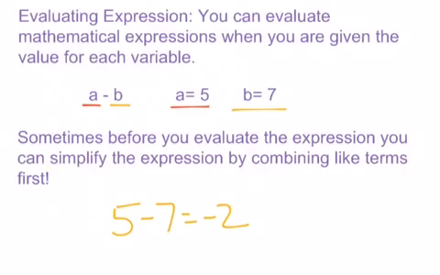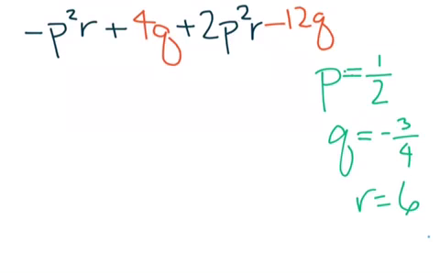Okay? Sometimes before you evaluate the expression, you can simplify the expression by combining like terms first. Okay? All right, so right here, we have negative p squared r plus 4q plus 2p squared r minus 12q. Now I color-coded this to show which ones were like terms, okay? So let's set this up.